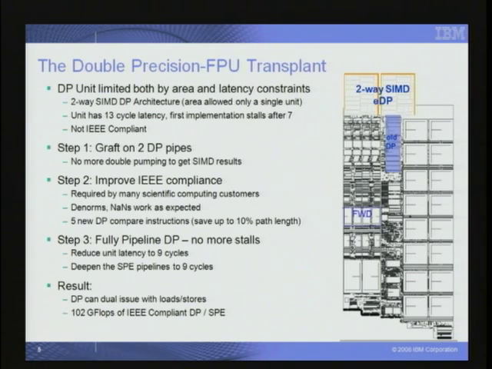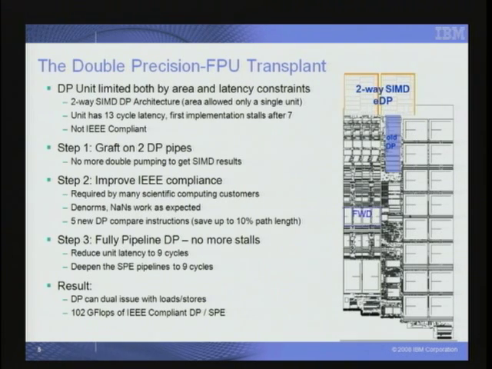So the second thing is we improved the IEEE compliance, and this was required by the folks we were doing business with. They wanted to be able to pass paranoia. And so we had to work on the denorms and NaN numbers so that they adhere to the IEEE standard. And we also put 5 new double precision compare instructions into the architecture. The way that compilers were emitting code wasn't particularly IEEE compliant because it was too slow to do so. So the new double precision compare instructions help that out.